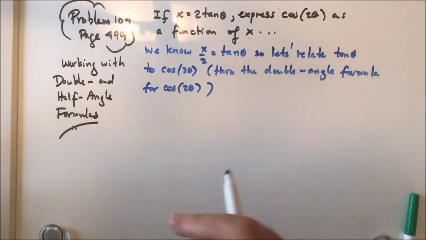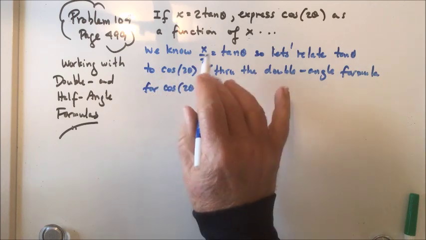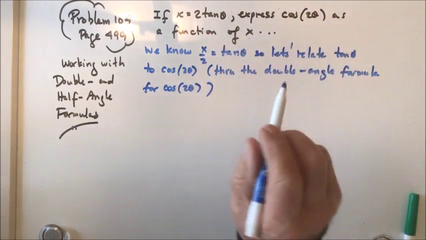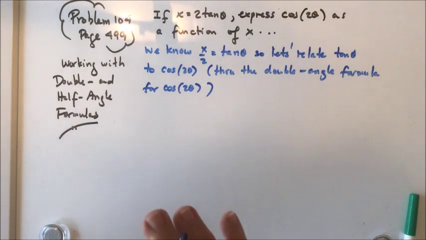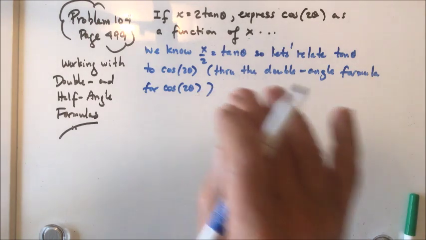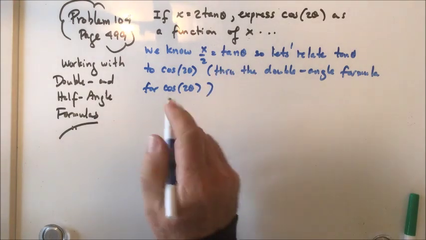In fact, that's kind of the key. Let me read what I've just written. We know that x over 2 is equal to tangent theta. So let's relate tangent theta to cosine 2 theta through the double angle formula. So we know through the double angle formulas that we can turn cosine 2 theta into sines and cosines of just theta. So how do we relate the tangent to the sines and cosines? That's the trick. And here's the answer.